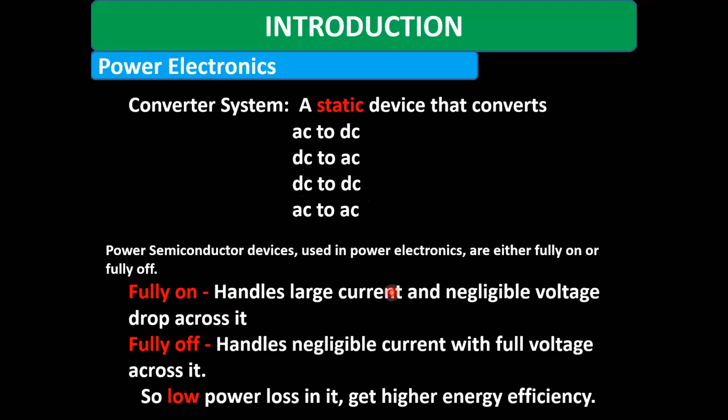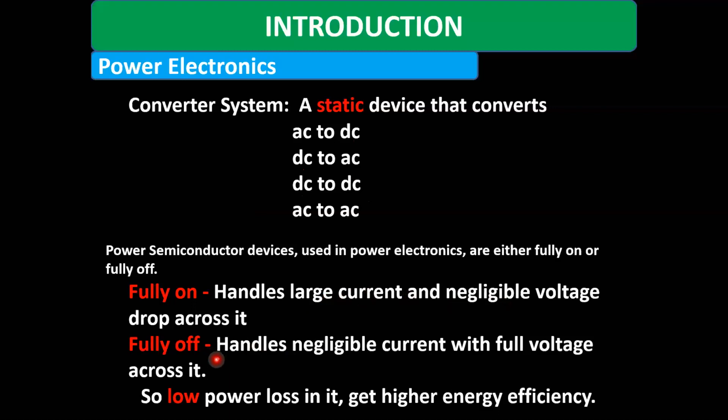If the switch is on, it should handle the large current, not large voltage but large current, and have negligible voltage drop across the switch only. So when it is fully on, it should handle a large amount of current, whatever the capacity of the load. When it is turned on completely, the potential difference across the terminals of the switch must be zero.